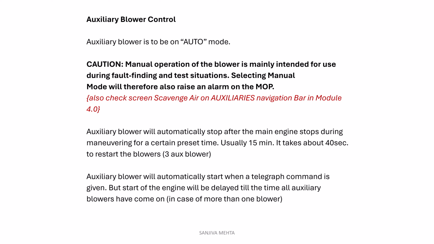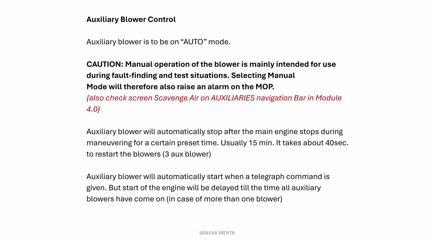Also check the screen scavenge air on the auxiliary navigation bar in module 4. You will find that I have explained when auxiliary blowers are put on manual mode, the alarm will come. Auxiliary blowers will of course automatically stop after the engine stops during maneuvering for a certain period of time, usually 15 minutes. It takes about 40 seconds to start the auxiliary blowers, all three, because they will start sequentially, one by one. This also sometimes brings bridge complaints or pilot complaints.